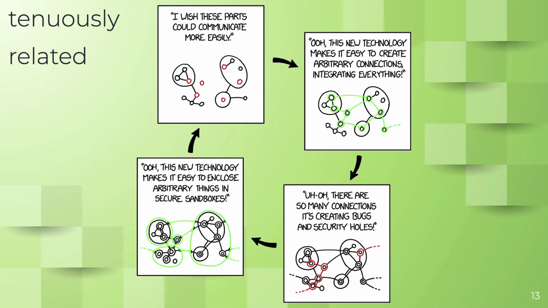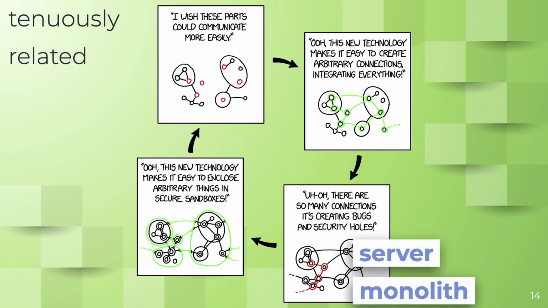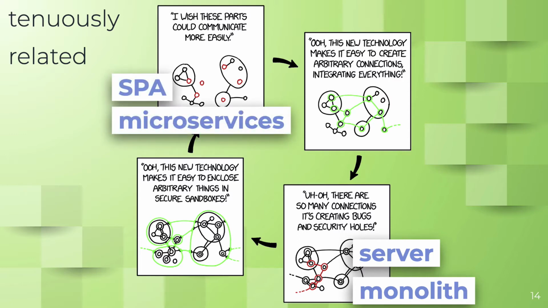So then what if we separate things out? So that I can make changes to my microservice and you can make changes to yours, and we don't have to worry about how they affect each other. But oh no, I wish they could communicate more easily, because now how do we keep track? So in this imperfect analogy, we'll call this a server-side monolith where all your code lives together. We'll call this a single-page application with microservices.